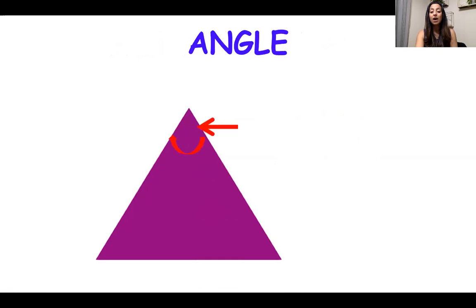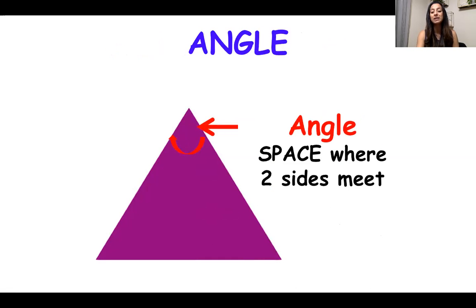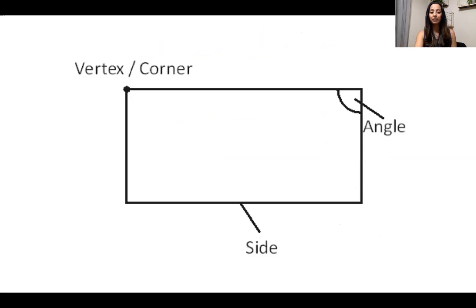And angles are the space where 2 sides meet. So this side and this side meets here, and it creates this space right here. This space is an angle. Make sure to also count the angles in the shapes that you draw, because the number of vertices, sides, and angles that a shape has gives the shape its name. So 2D shapes have vertexes, sides, and angles.